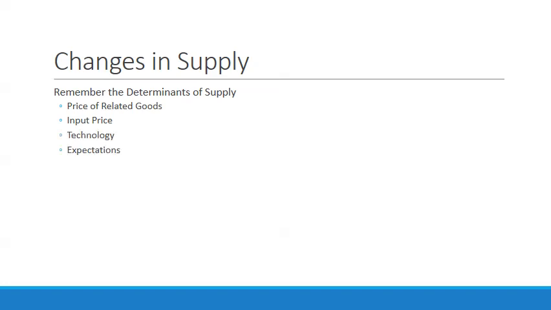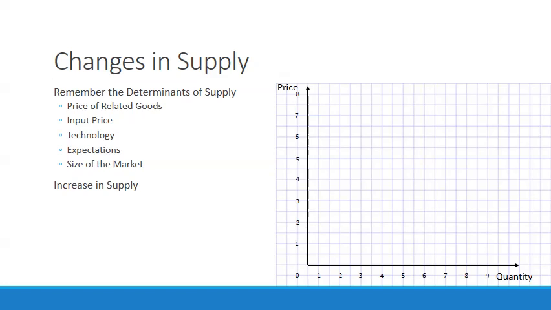Now, when we look at changes in supply, though, it's different. Remember, for the determinants of supply, price of related goods, input price, technology, expectations, and size of the market, each of these has the ability to change supply without changing the price. So first, let's look at an increase in supply. So we'll put our chart up here with our graph, and we have our line. So originally, we call this just S0, for supply zero. It's our original supply curve.